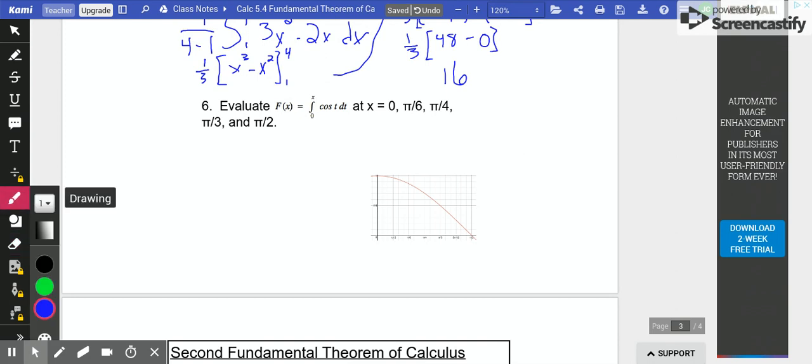So we are going to find the average value. So let's see, we've got f of x. Oh, no, we're not going to find the average value. We're just going to evaluate. Oh, we can do that.